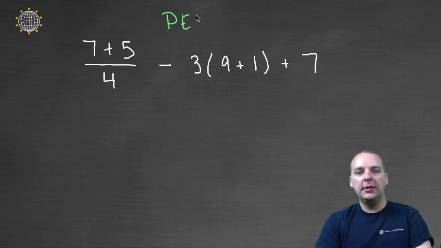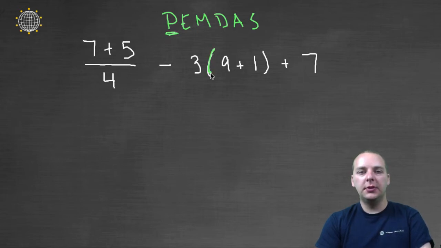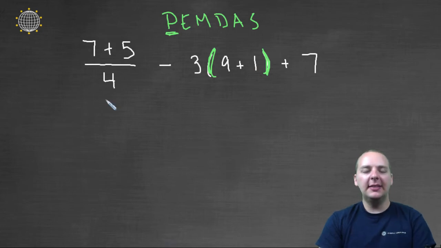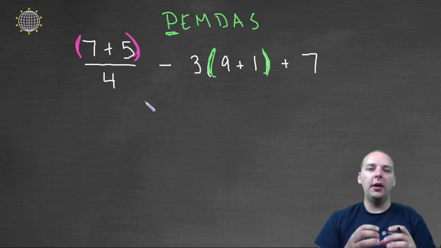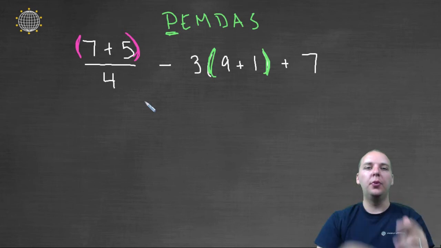So if we know "please excuse my dear Aunt Sally," then I'm going to do all the parentheses first, which, there's a parentheses here, which is 9 plus 1. And even though it's not listed, there's actually a parentheses here as well. Any numerator or denominator is its own set of parentheses.